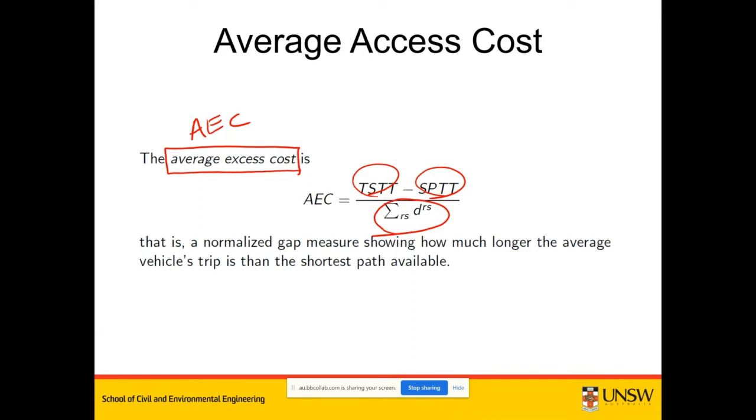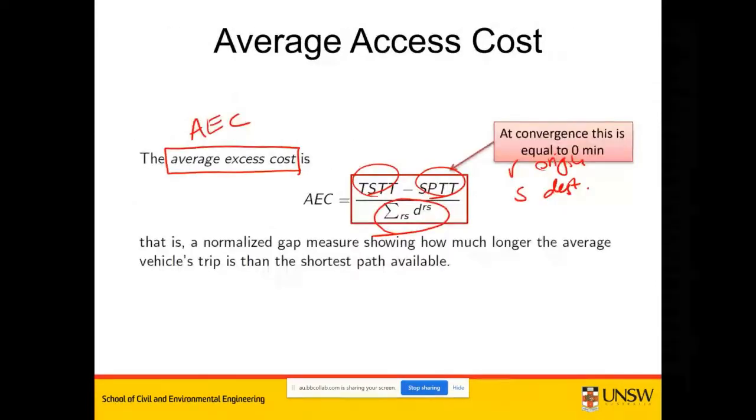So this is the summation of all the demands over all the origins and destinations. R was the origin, if you remember, and S was the destination. So you sum all the demand across all the ODs, and then you calculate the average excess cost. This is known as a normalized gap, which shows how much longer the average vehicle's trip is than the shortest path available.